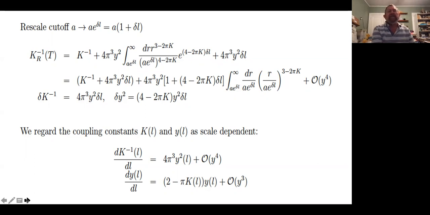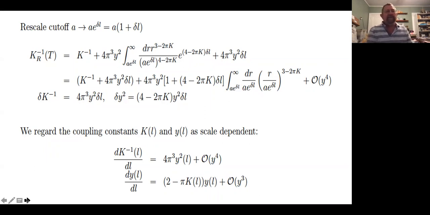And then there's a little piece, this 4 pi cubed y squared delta L, which is simply the integral from a to a e to the delta L of the same integrand, and this is just 4 pi cubed y squared delta L. And so what we do is we combine this small correction, the 4 pi cubed y squared delta L, with the one over the coupling constant.